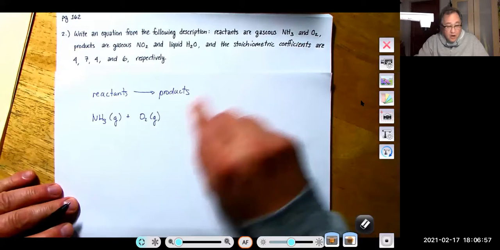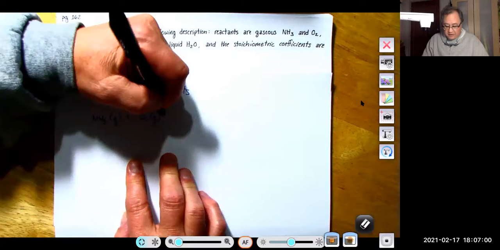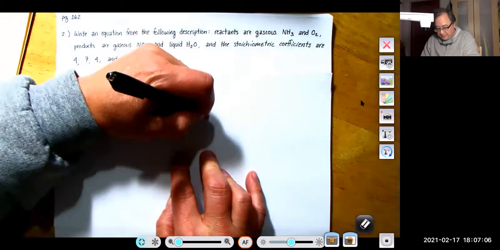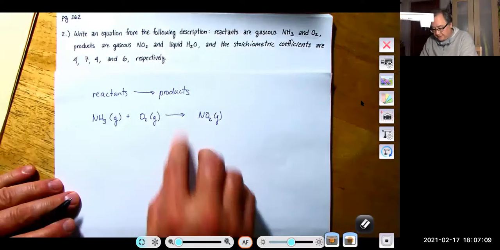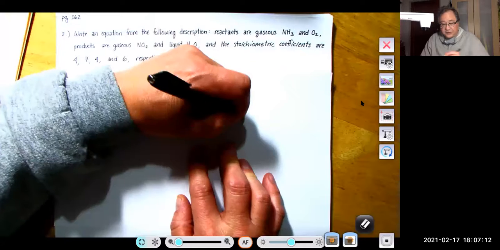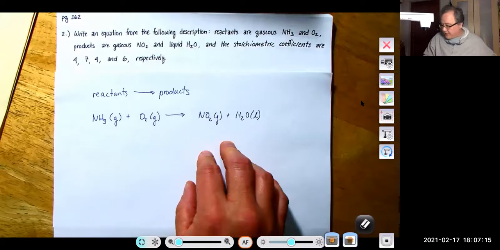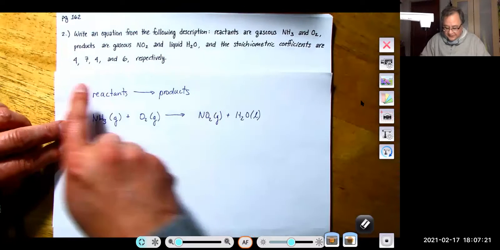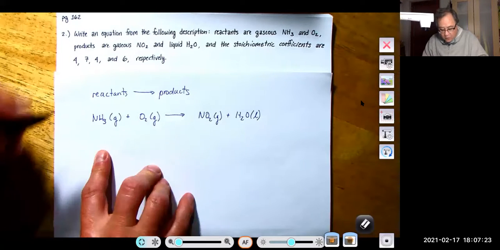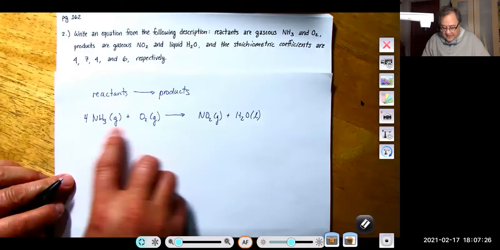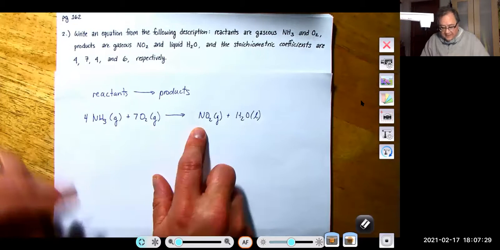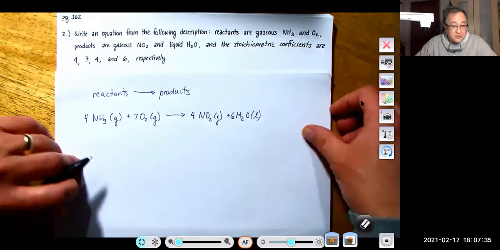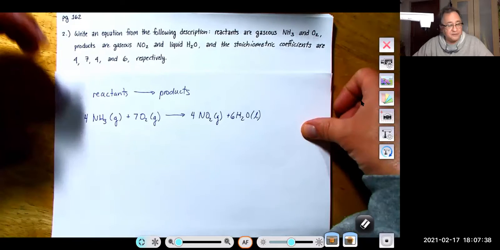And then they say that the products, so arrow, are gaseous NO2 and liquid H2O. And of course, the symbol for liquid is not the same as the symbol for gas, it's an L. And the stoichiometric coefficients are 4, 7, 4, and 6. So that means that you need 4 of these guys to react with 7 of these guys, to make 4 of these guys, and to make 6 of these guys. So these guys are, according to the problem, stoichiometric coefficients, but we can also just call them coefficients.